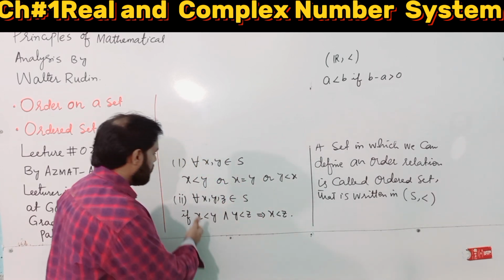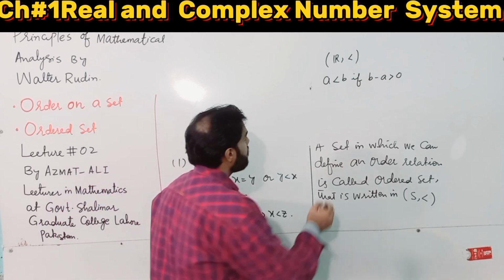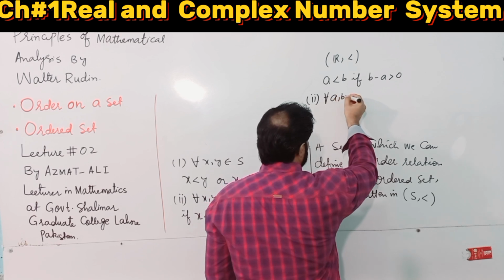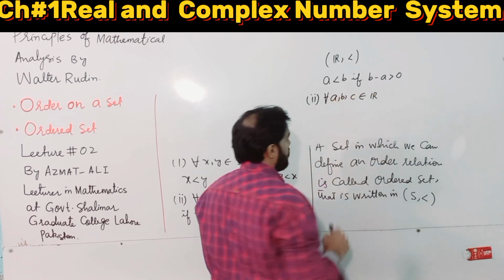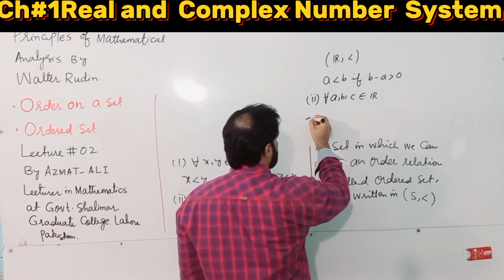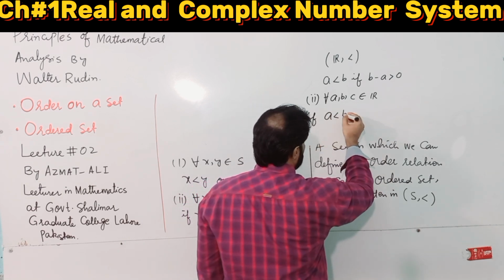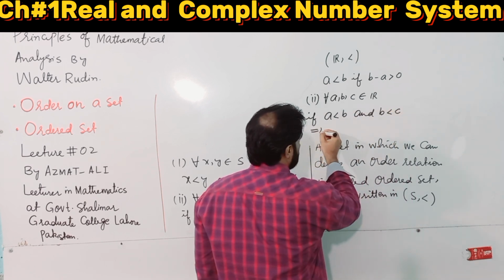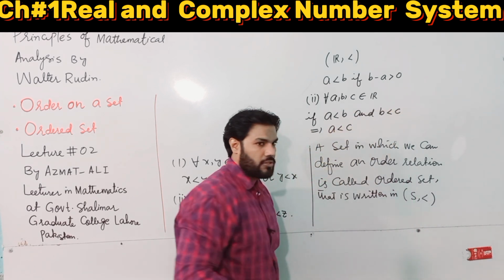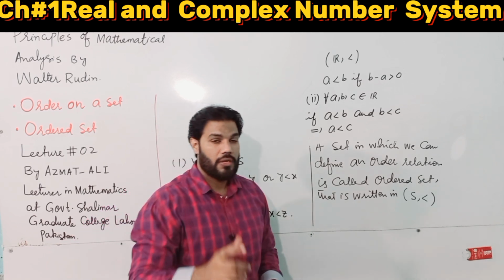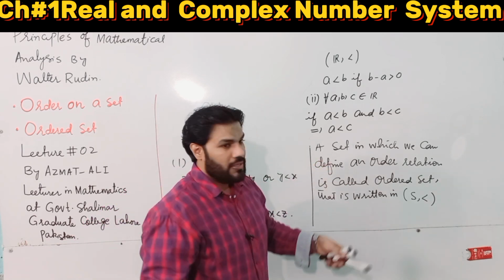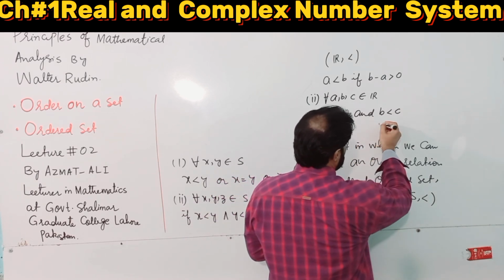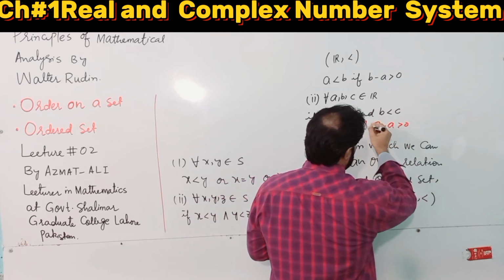The second axiom is for any three numbers: for all A, B, C belonging to R, we need to show that if A is less than B and B is less than C, this implies A is less than C. So our target is to check whether A is less than C. Now, for A to be less than C, we will show that C minus A should be positive. This is our target.